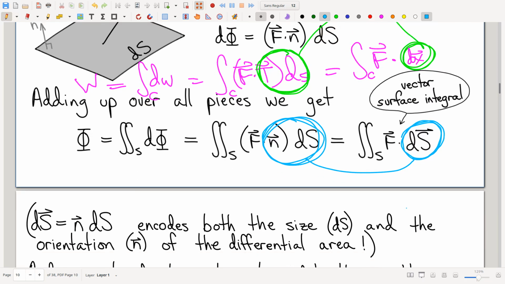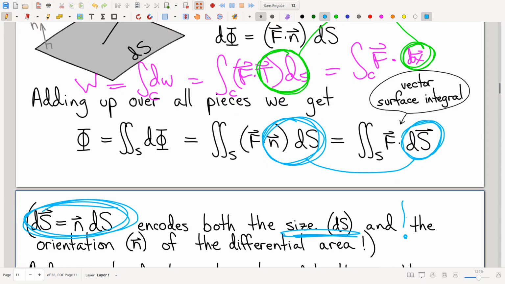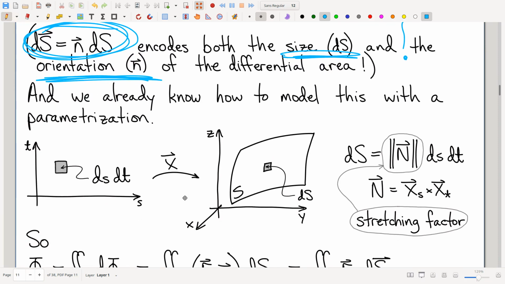And just a little summary down here. The dS vector tells you about the size and the orientation of your little piece of area. Everybody happy? If you like, it's just notation, but I think it's very natural. Okay, so this noted, how do we actually compute this?